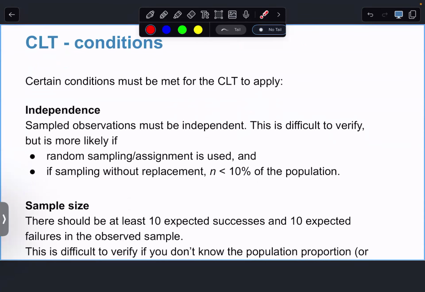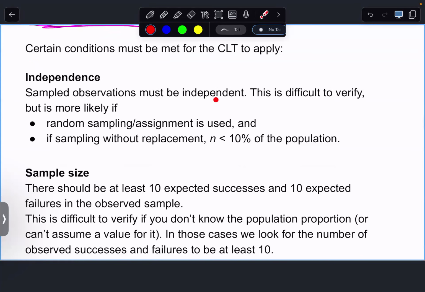Okay, there are some conditions that we need to check in order for this to be valid, which we've seen before in a way. So in order for the central limit theorem to apply, first thing we have to have is independence. Sampled observations must be independent. This can be difficult to verify, but it's more likely if we've done random sampling, which is usually how a question would start, right? A random sample of 500 people found that 49 of them felt this way, or something like that.